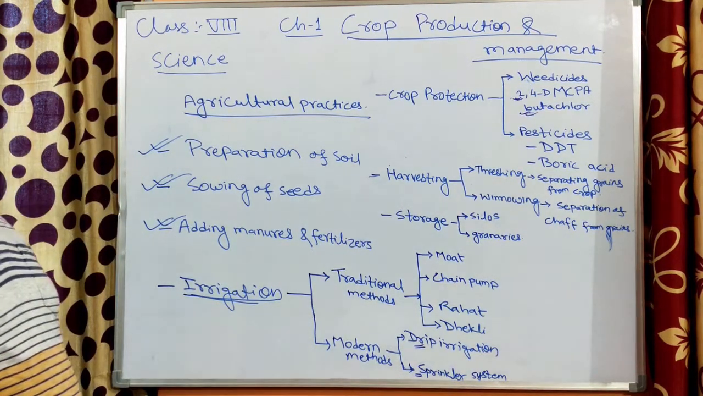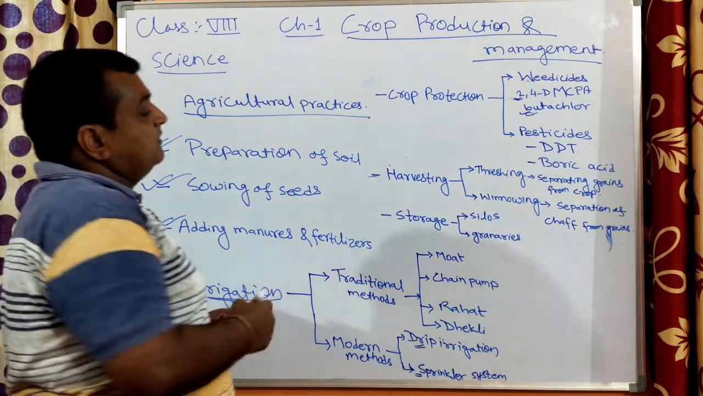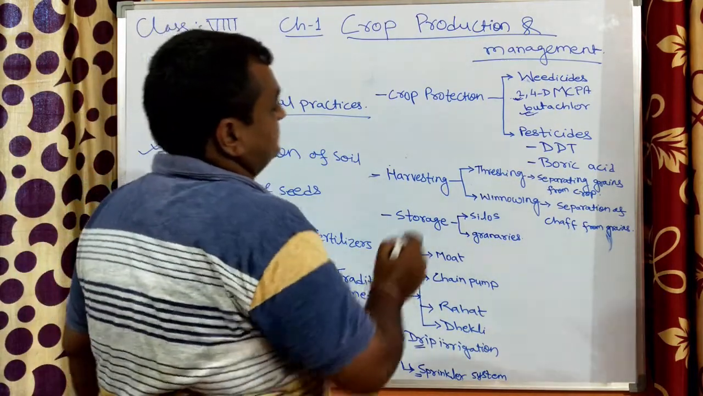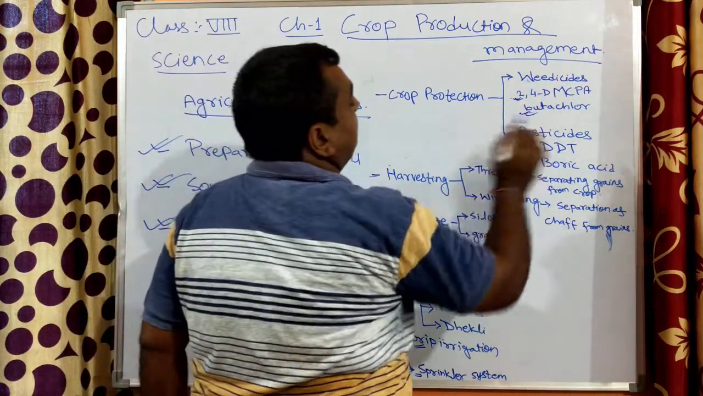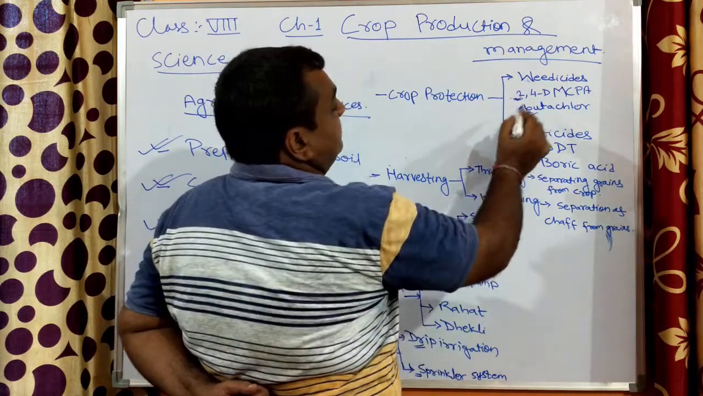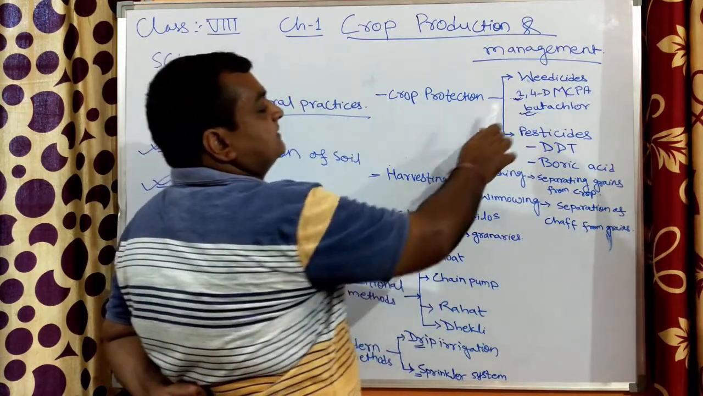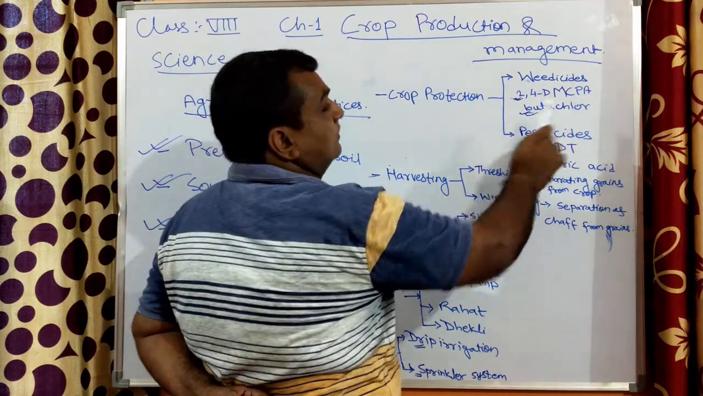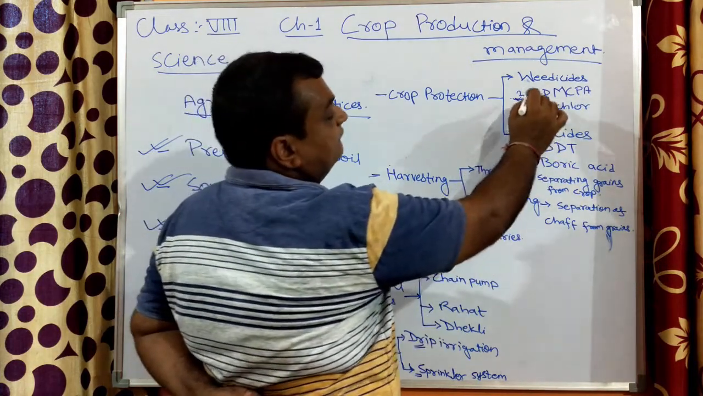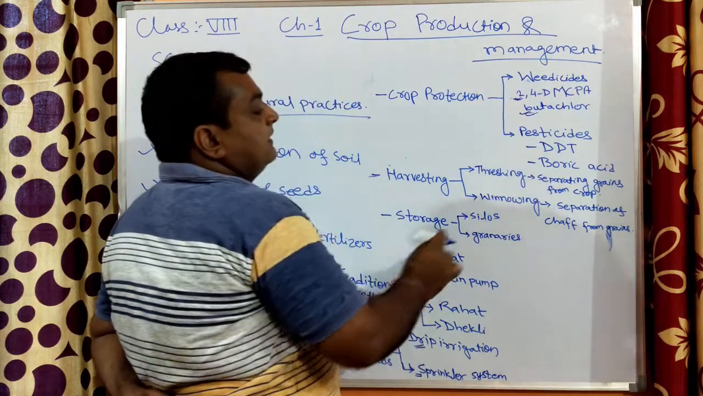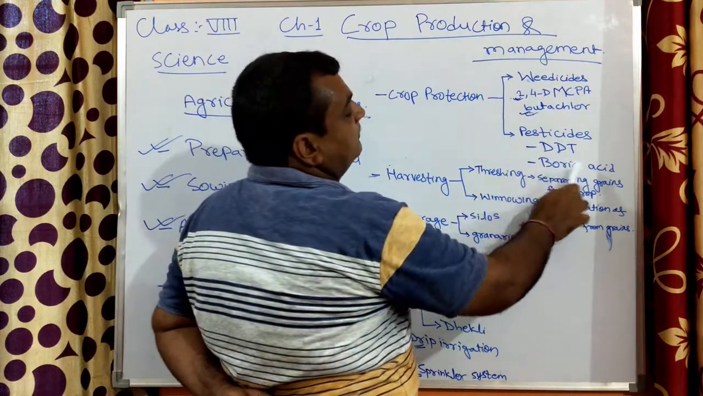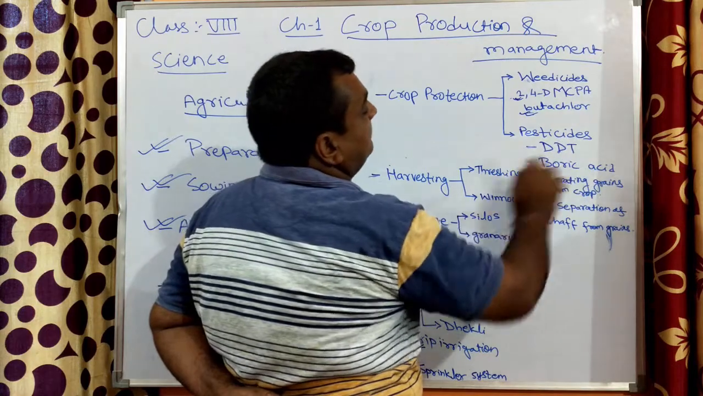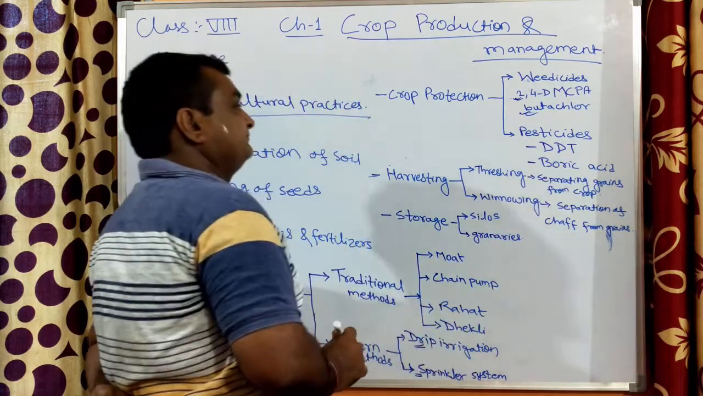Next is crop protection. We can protect crops by using weedicides and pesticides. Examples of weedicides are 2,4-D, MCPA and butachlor. DDT and boric acid are examples of pesticides.